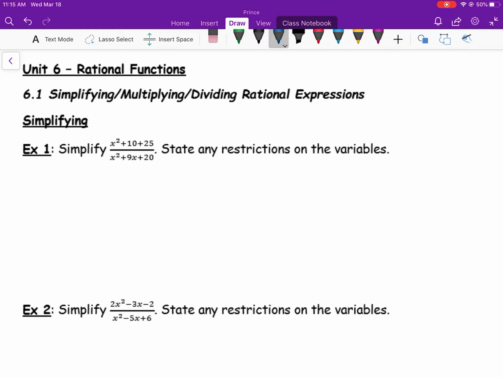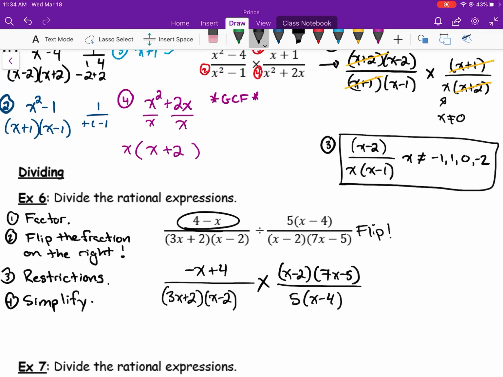Okay. Again, don't like the way that looks, so I'm going to rewrite it as -x plus 4 divided by 3x plus 2 times x minus 2. If you want, you can flip it now. Might as well make it multiplication. So I get x minus 2 on top times 7x minus 5 divided by 5 times x minus 4. Just like to note that whoever made this is awesome because they factored everything for you already. So step 1 is done.